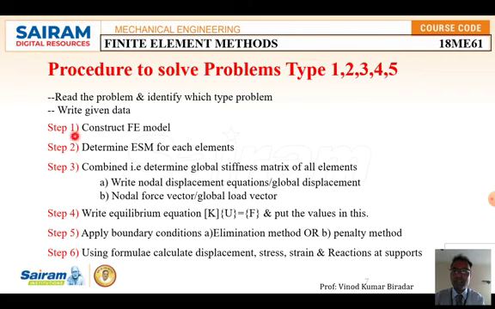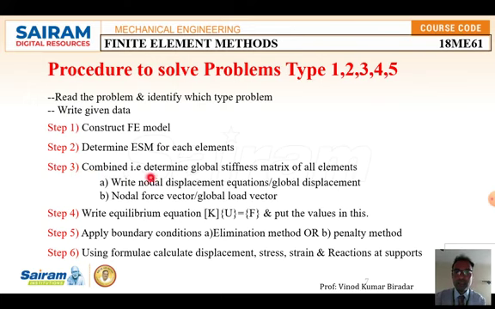The second step is to determine the ESM for each element. ESM is the element stiffness matrix. The formula for the element stiffness matrix for a 1D bar element is K = AE/L [1 -1; -1 1]. Coming to the third, that is step 3.